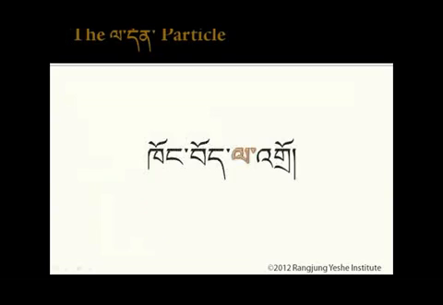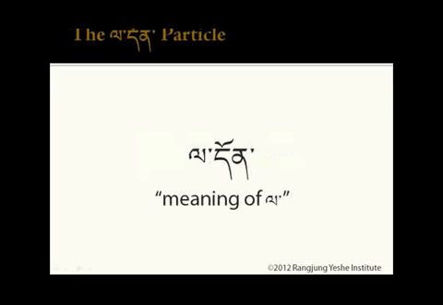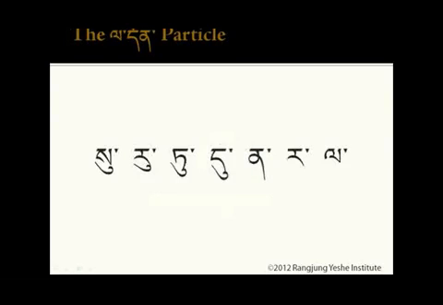We've already seen some examples of the particle la being used to show things like location, as in the case of Kong Bu La Jo. This particle can actually function in a number of ways, and its use is important to understand thoroughly. This particle is called the Ladin, meaning the meaning of la, and it can actually be written in 7 different ways, as su, ru, tu, du, na, ra, and la.